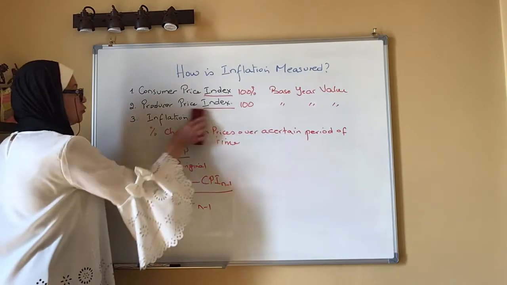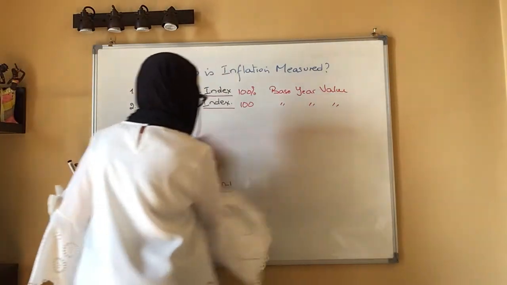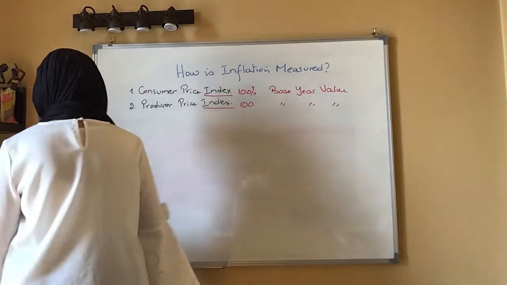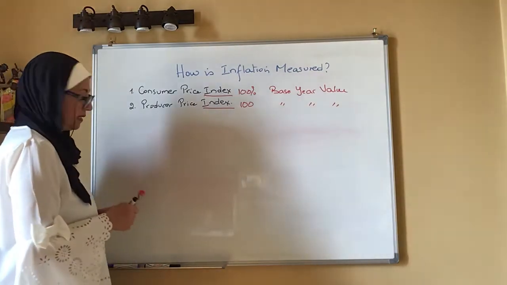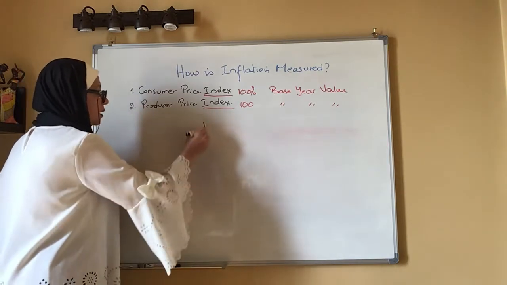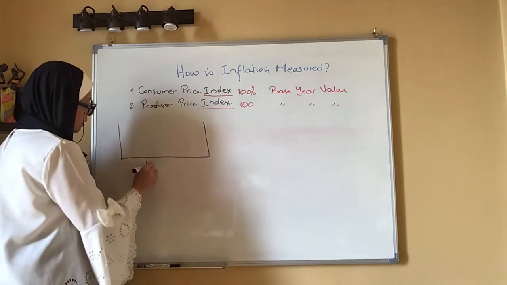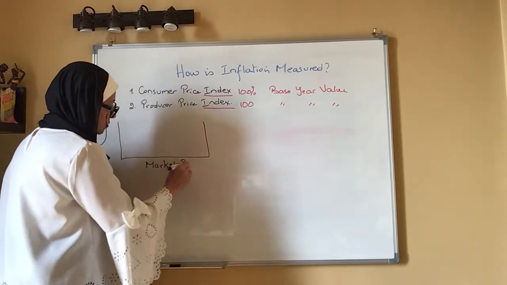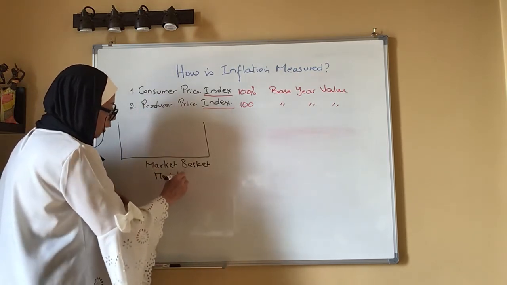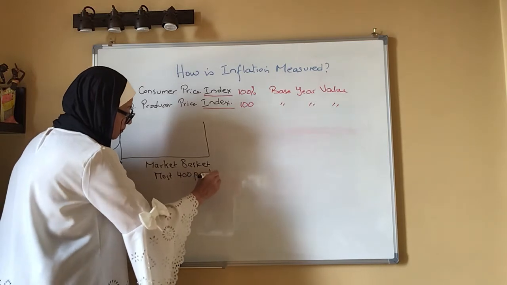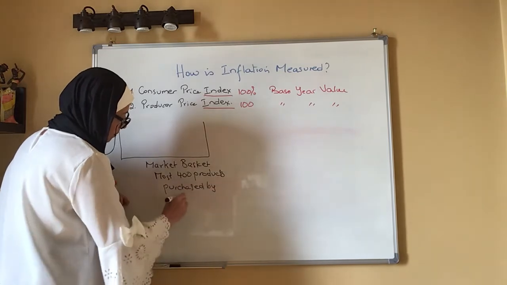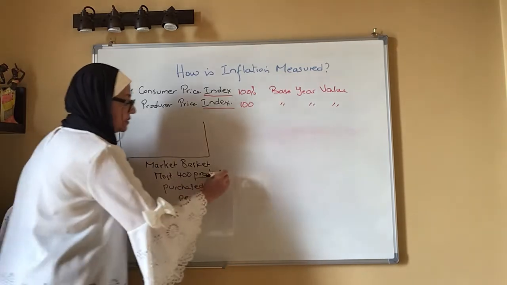We're done with the inflation rate, so I will start to explain the steps of how they calculate the Consumer Price Index. The Consumer Price Index is, there is a market basket of the most 400 products purchased by people. Products means goods and services.